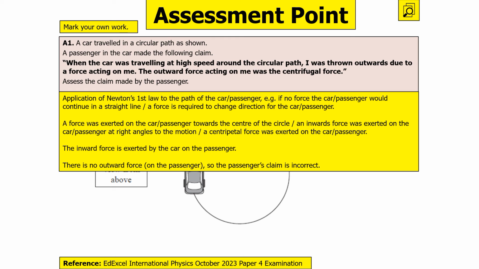This inwards force was exerted by the car on the passenger, so therefore there's not actually an outward force on the passenger. That's actually a misnomer of the situation. So there's no such thing as a centrifugal force. There's only an inwards force towards the centre of the circle, which is the centripetal force. So the centrifugal force is what we call a fictitious force.